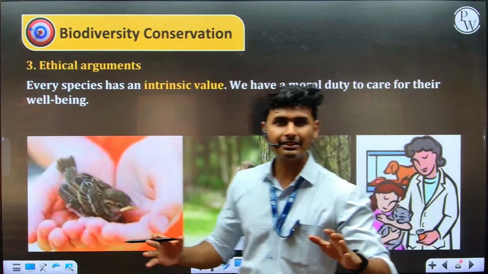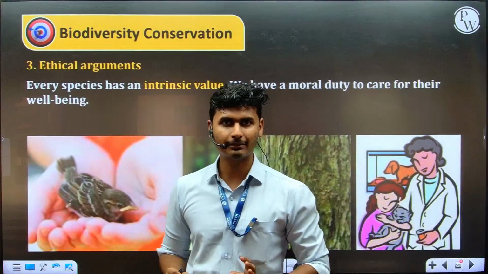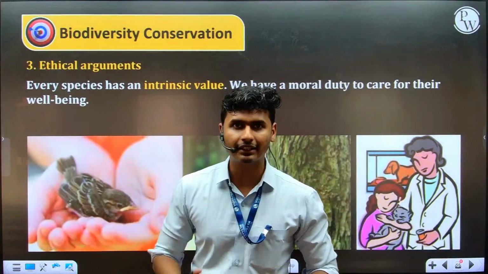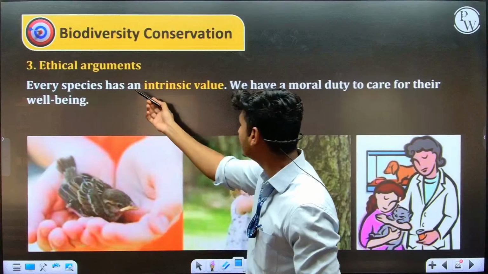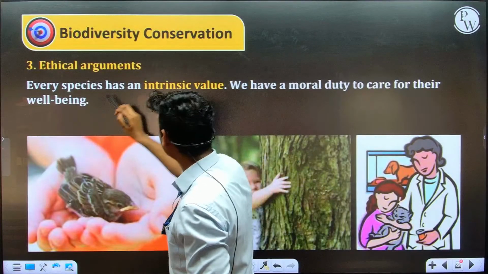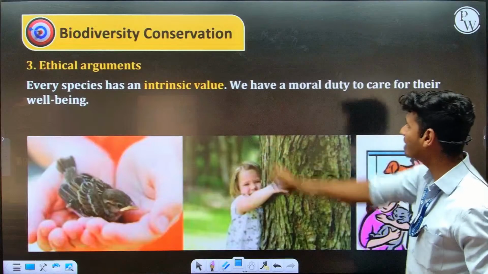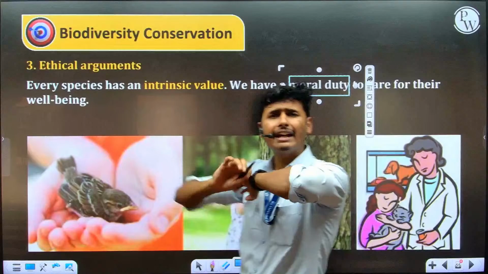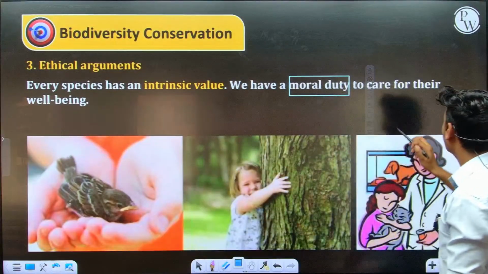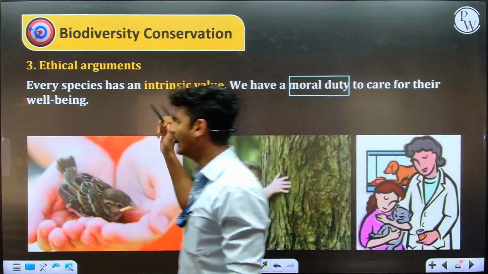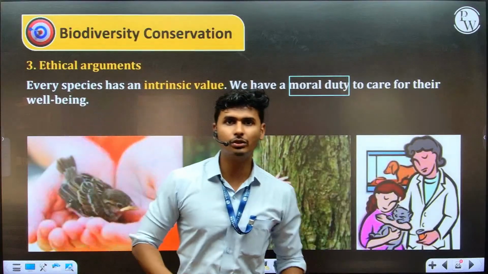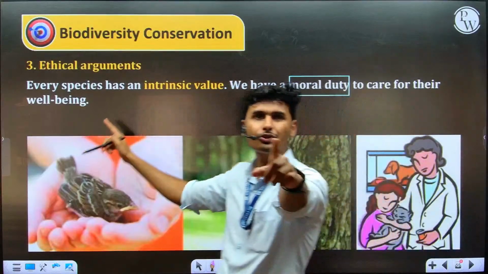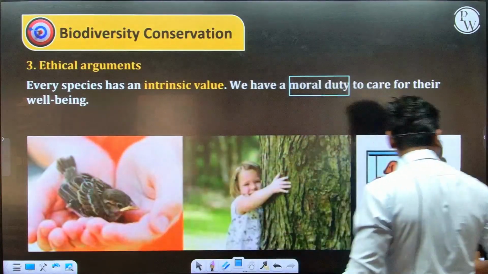Some chapters are to get a score in the NEET exams, and some chapters are to get knowledge and broad thinking. Those are the ethical argument, that every species has an intrinsic value. We have a moral duty. Everyone, you, me, and everyone has a moral duty to care for their well-being. And this is what is known as the ethical argument. For that purpose, we have to save plants. This is all about biodiversity and conservation.